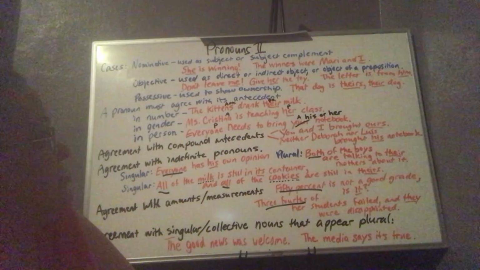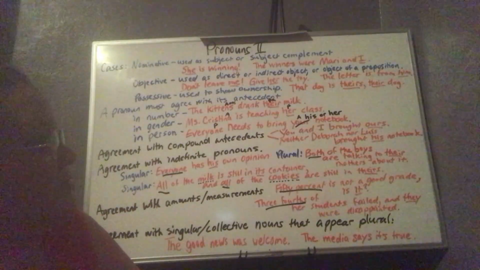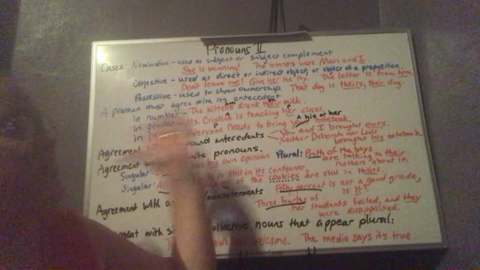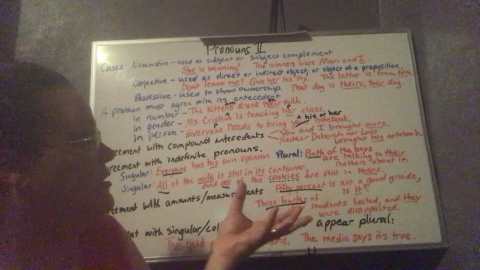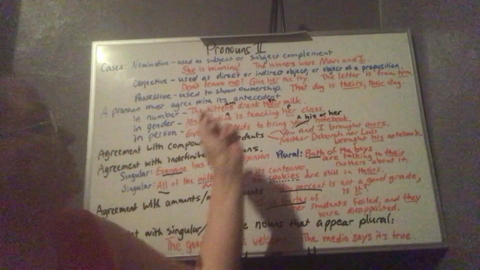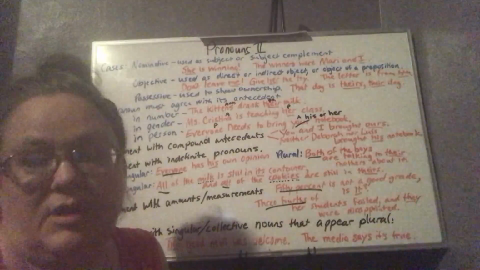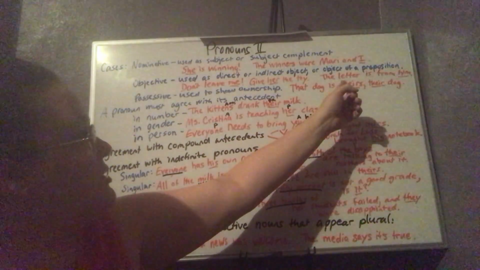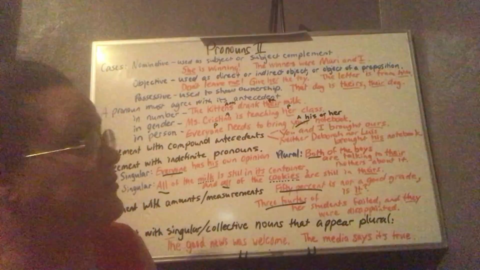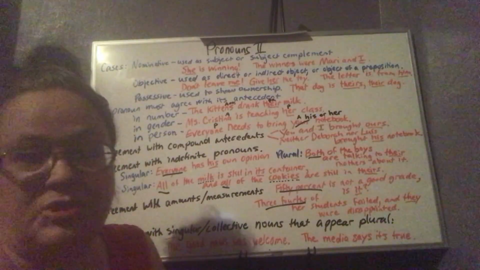Objective, used as a direct or indirect object or the object of a preposition. So don't leave me. Me is the direct object. Give her the toy. Her is the indirect object. And the letter is from him. Him is the object of the preposition from.